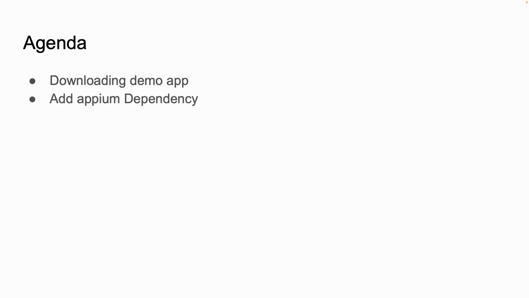What is covered in today's agenda is first, we need to have an app so that we can actually test this controller. I will show you where you can download this app. We have seen that in the earlier step when we were exploring the Appium inspector. We need to add an Appium dependency into our framework.